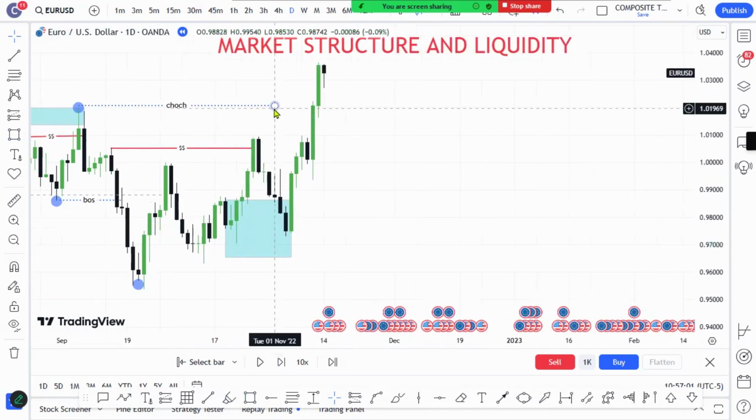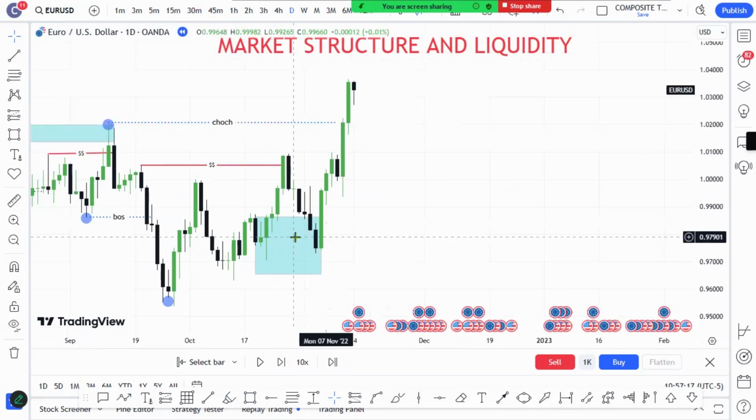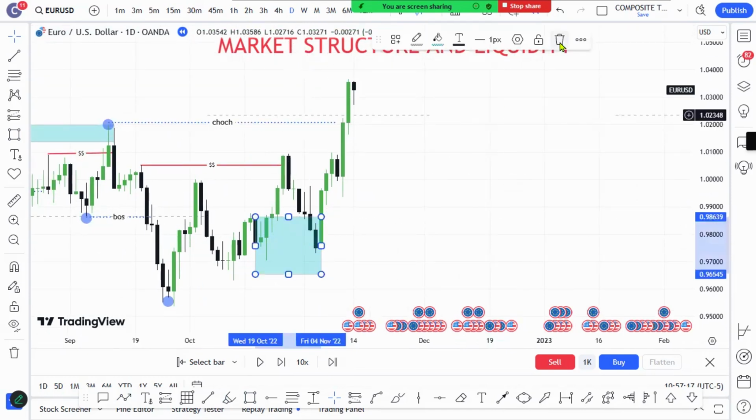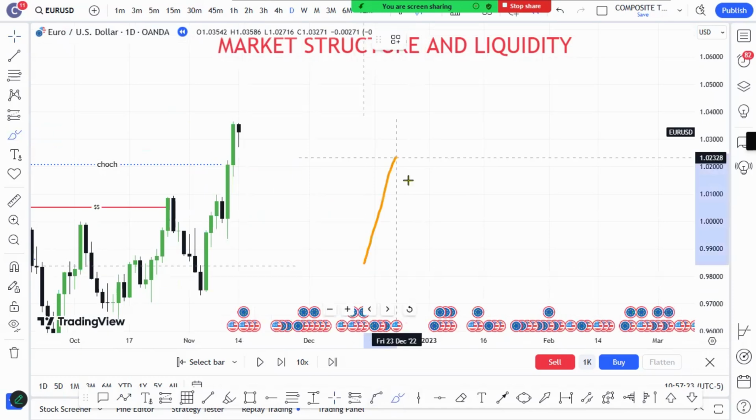Okay, now we have our change of character. Price has broken that structure, and now we have our change of character. This means that now we are very bullish. And if you are very bullish, the market needs to do what?